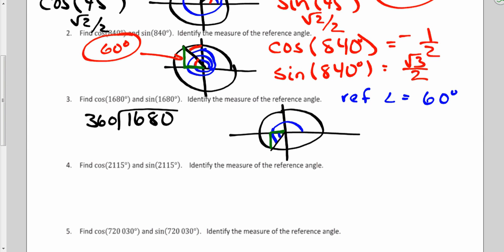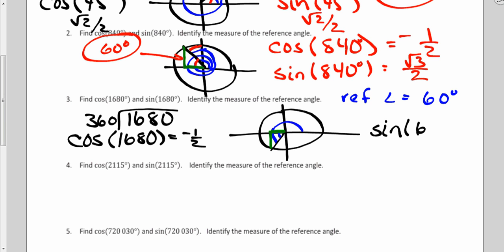What is the length of this side right here, the horizontal side of my triangle? 1/2, but it's in the third quadrant, so cosine is negative 1/2. Cosine of 1680 equals negative 1/2. What is the sine of this angle? Negative root 3 over 2. So the sine of 1680 equals negative root 3 over 2.